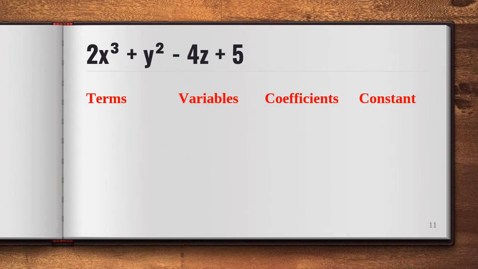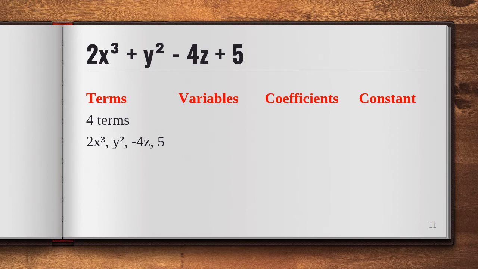So example, we have 2x cubed plus y squared minus 4z plus 5. The first thing you need to do is arrange the exponents in decreasing order, or from highest to lowest. So in here, we don't need to arrange it since it is arranged already. We have 3, 2, and 1. So the terms we have: 4 terms, which is 2x cubed, y squared, negative 4z, and 5.